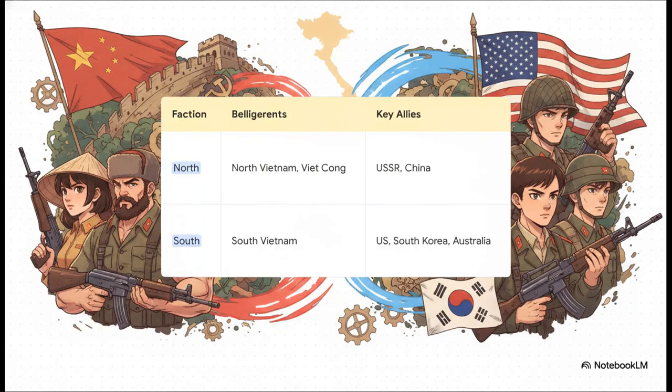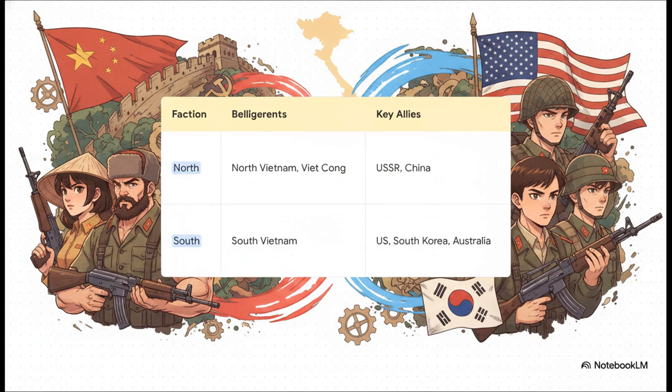The combatants involved quickly turned what could have been a regional dispute into a full-blown global showdown. On one side, you've got North Vietnam and the Viet Cong insurgents, and they were heavily backed by major communist powers like the Soviet Union and China. Their ultimate goal? Unifying the whole country under a single communist regime.